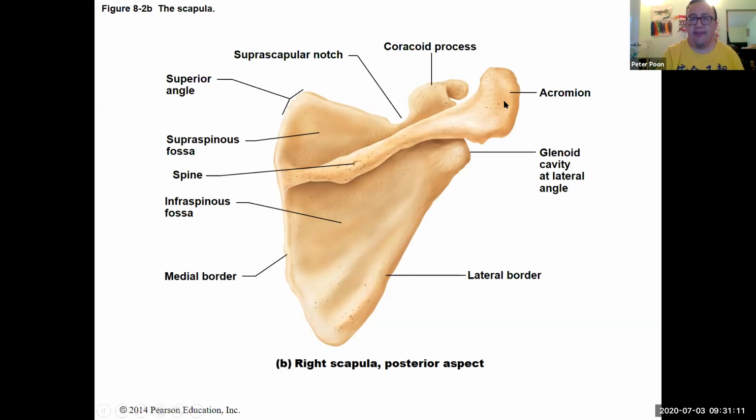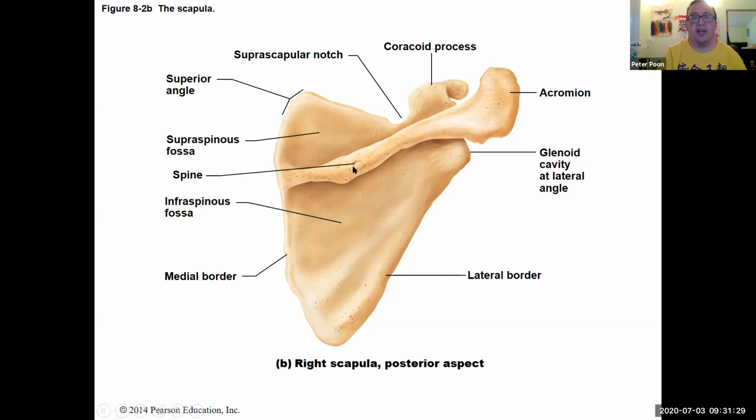At the very end of the spine is the acromion. That is where the clavicle actually attaches. Now we have two fossas.